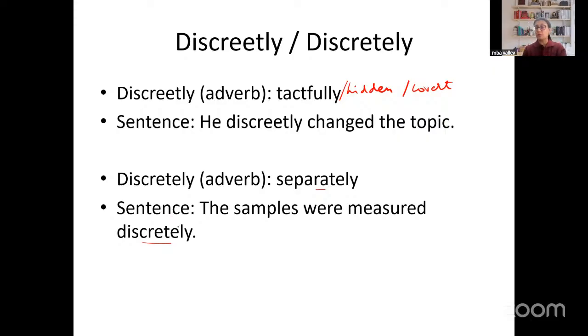Now, how do I remember? I'll tell you my trick. What is the difference? When the two E's are separated by T, then the meaning of this discrete is separately or separate. Something which is done separately. So discrete is separately. When the two E's are separated by T, the meaning is separately. And the other meaning where double E comes together would be tactfully or hidden or done in a covert fashion.